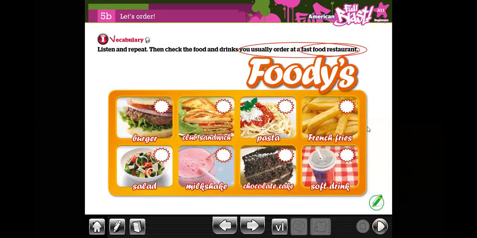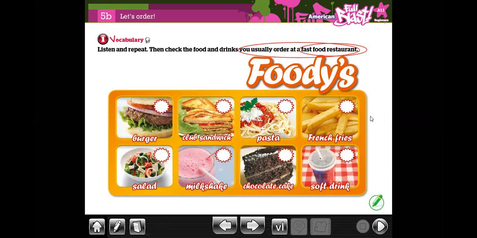Okay. Now tell me, when you go to a restaurant or fast food restaurant, remember fast food, okay? What do you usually order at a fast food restaurant? For example, when you go to maybe McDonald's, what do you usually order? Salad? Okay. Burger. Burger, right. When you go to McDonald's. French fries and burger. Soft drink. Soft drink is similar to soda, okay?